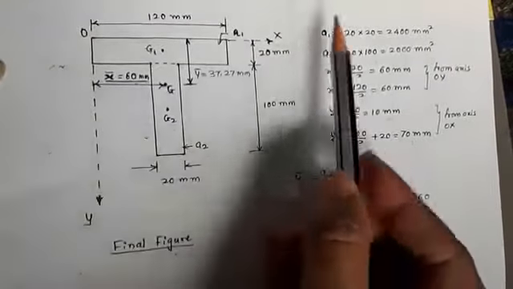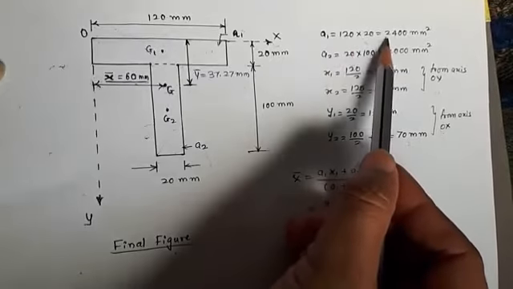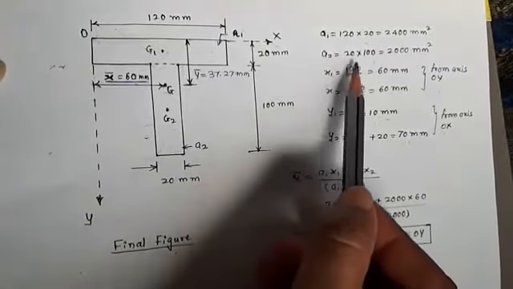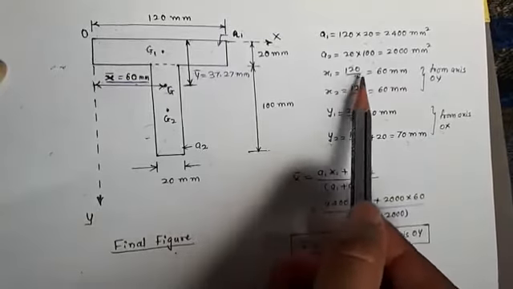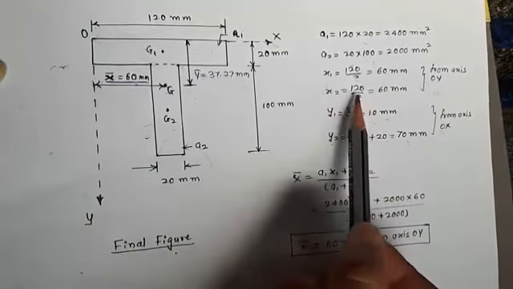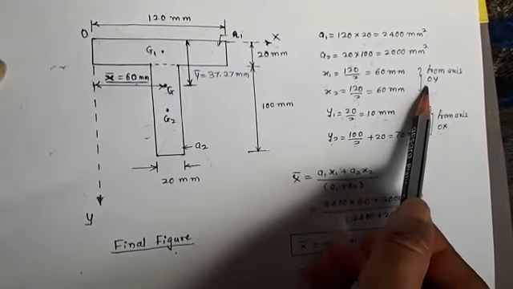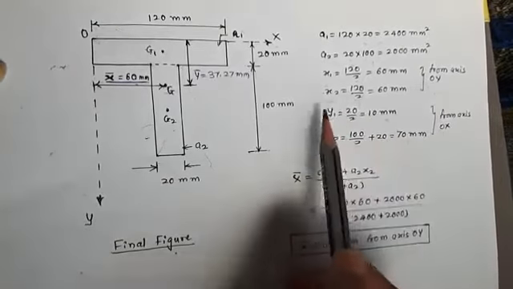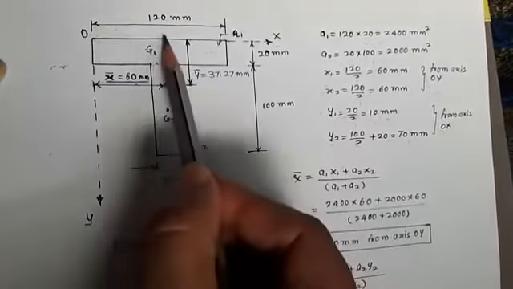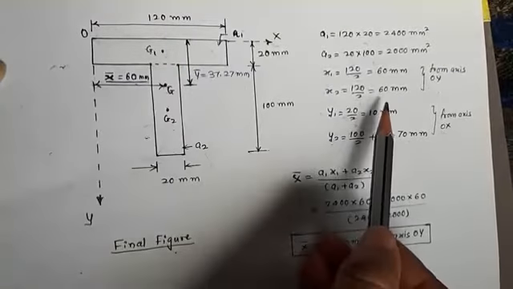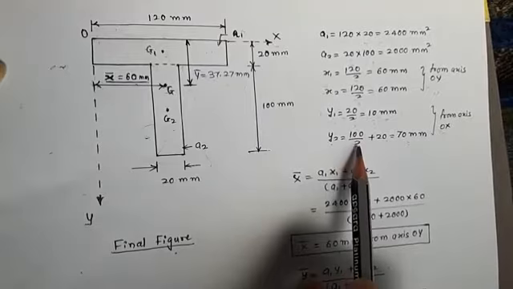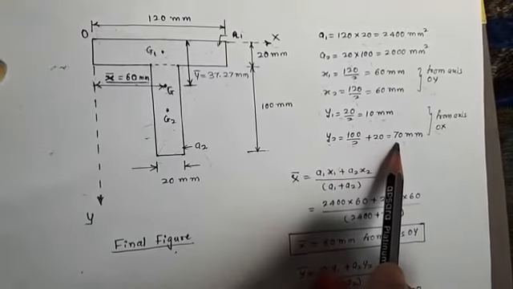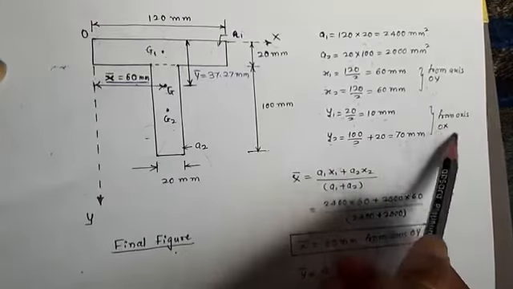And then you calculate A1 is equal to 120 into 20, that is 2400 mm square. A2 is equal to 20 into 100, that is 2000 mm square. x1 is 120 by 2, 60 mm. x2 is 120 by 2, 60 mm from axis OY. Then y1 is 20 by 2, that is 10 mm. y2 is 100 by 2 plus 20, that is 70 mm from the axis OX.